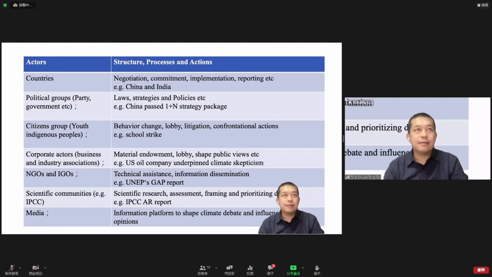And firstly, let's look at the actors. We need to understand who acts in this governance. And I list some actors in this table, which includes, for example, China and India. We have talked about them in the story, they are country actors. And what they can do in this governance structure, they can negotiate with each other on legal text, and they can make commitment through submission of their target, and they can implement their target through domestic actions. And they also can implement the international obligation on reporting, update their target, and so on and so forth.